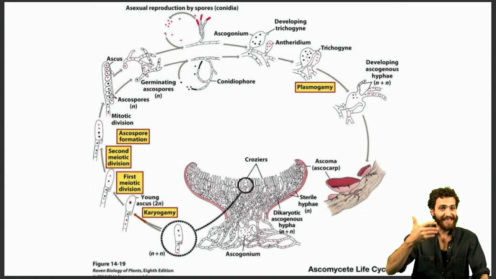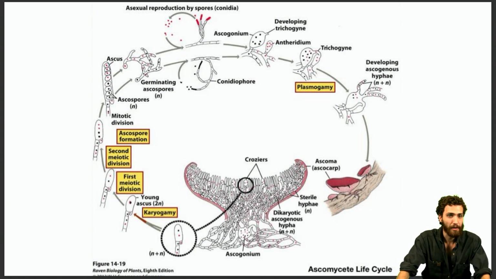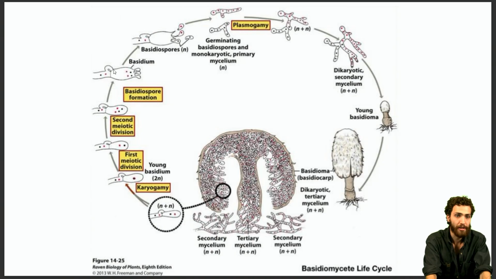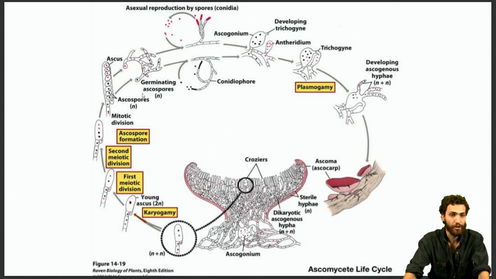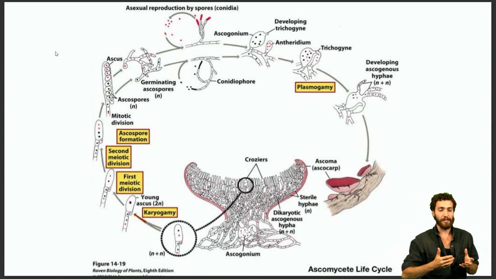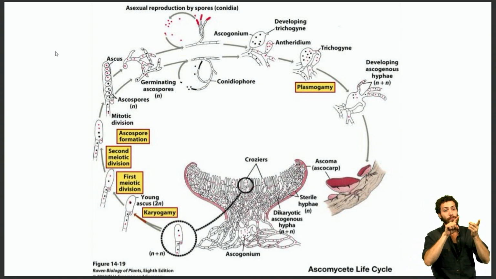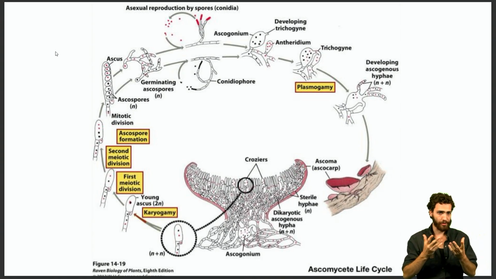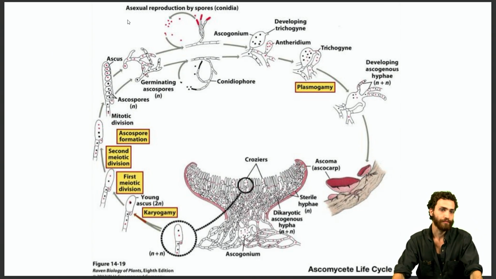An Ascomycete's ascus produces 8 meiospores compared to the 4 meiospores in a basidium. Those meiospores are called basidiospores in Basidiomycetes, and they are called ascospores in Ascomycetes. And so Ascomycetes produce 8 per ascus, as opposed to Basidiomycetes, which produce 4 per basidium. This is just a useful delineation.